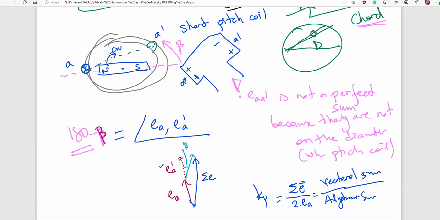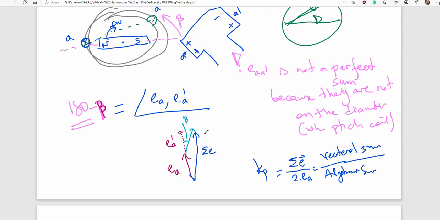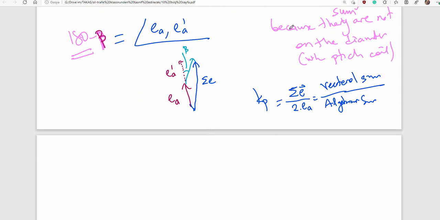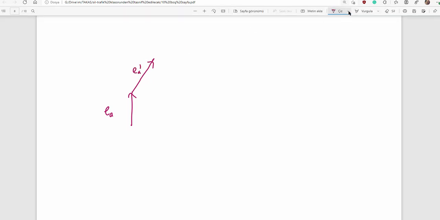If you have a short pitch coil, induced EMF will be reduced. There will be no perfect summation due to phase differences. Okay, now let's calculate. One side, let's say E, and the other side of the coil, E prime, and then that is the summation. So that is the angle beta.